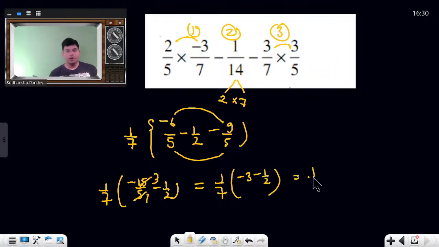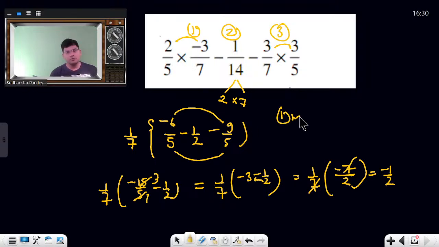So if you do minus 3 minus 1 by 2, the LCM is going to be 2, and I told you that day what we do, we multiply this by this and add the numerator, because we are adding, both are having the same sign. So 6 plus 1 is 7, so we will write minus 7 by 2. This will get cancelled and we will get minus 1 by 2. How much time does it take? Hardly 1 minute to solve this question.